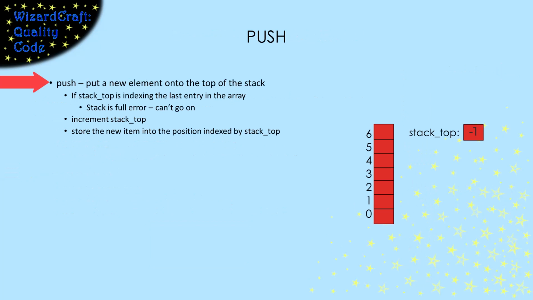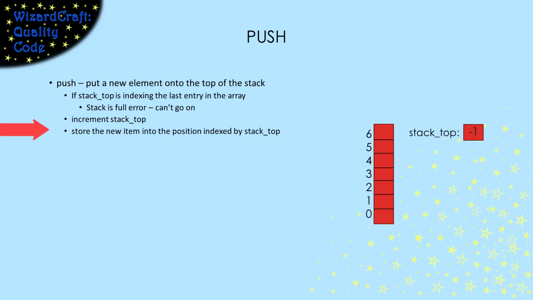Push is the operation that puts a new element on the top of the stack. The first thing we need to do is check to make sure that the stack still has room. If it doesn't, we'll have to report a stack is full error. If there's room, we increment stack top and store the item in that position of the array.